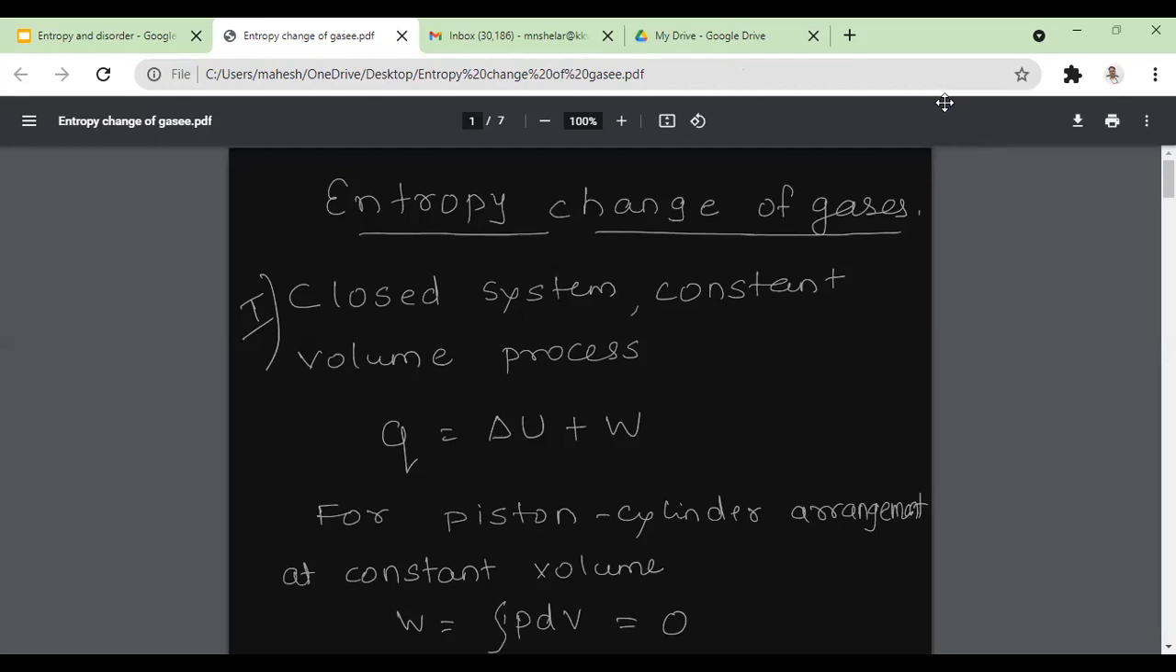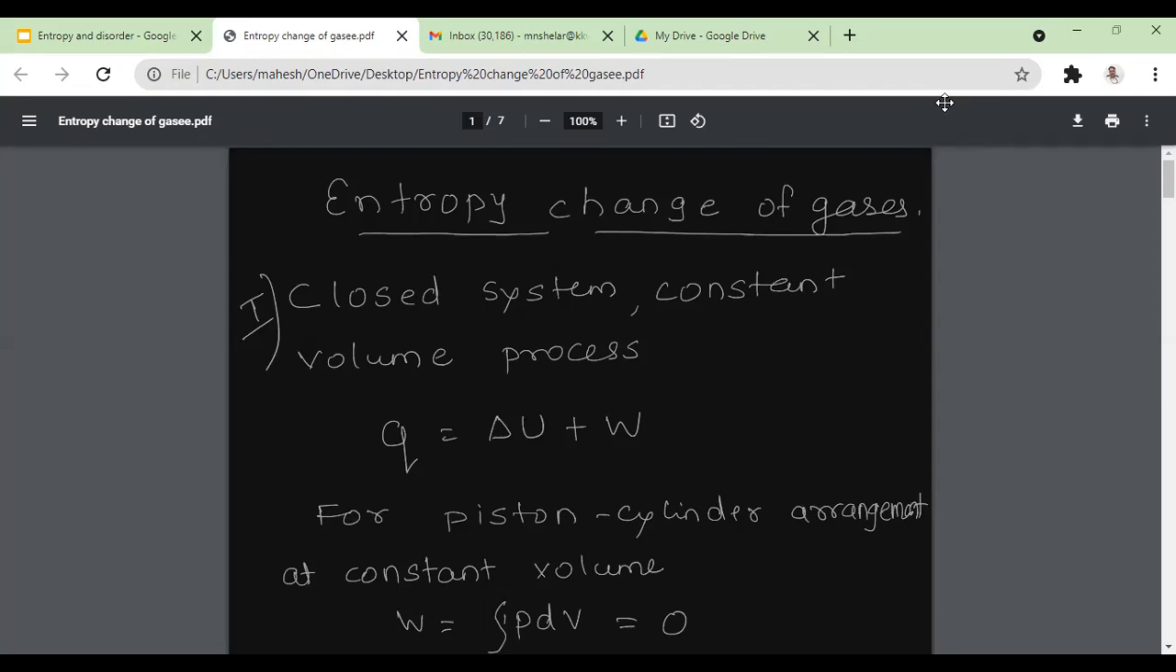I have considered closed systems as well as open systems for deriving the expression for entropy change of gases. So the first case I am considering, as you see on the screen, is the entropy change of gases when we are dealing with a closed system. Closed system means there is no mass transfer.